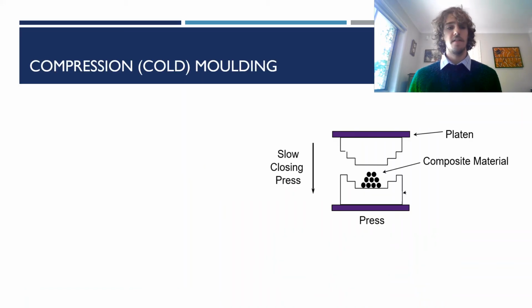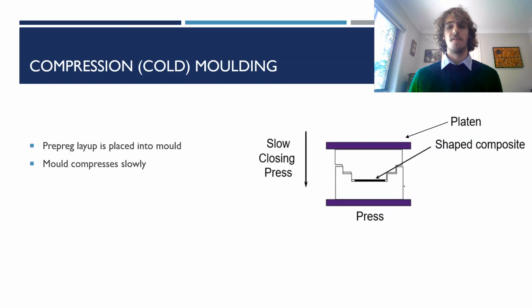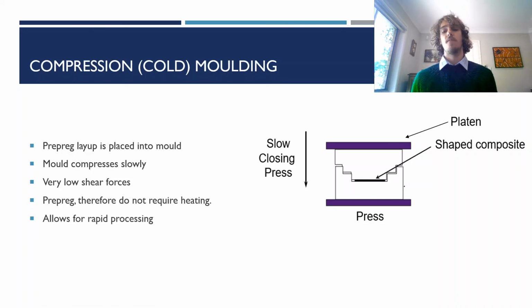After that, the discs are formed via cold compression molding. Basically the pre-preg is laid into the mold and slowly compressed, and it forms a net shape. This is good because it's got very low shear forces, therefore the fiber lengths are all the same length. It's pre-preg, so it doesn't need to be cured, and this is important because it allows for rapid processing, since with pre-preg you want to have the material built as fast as possible.